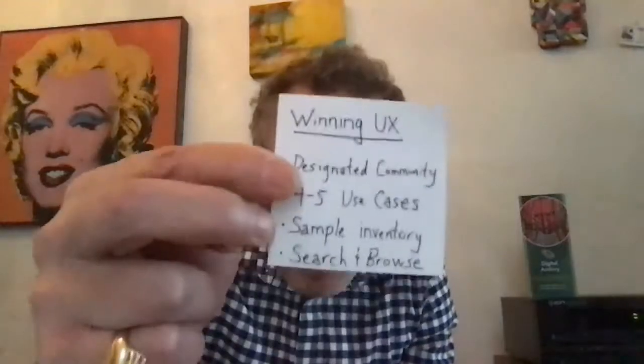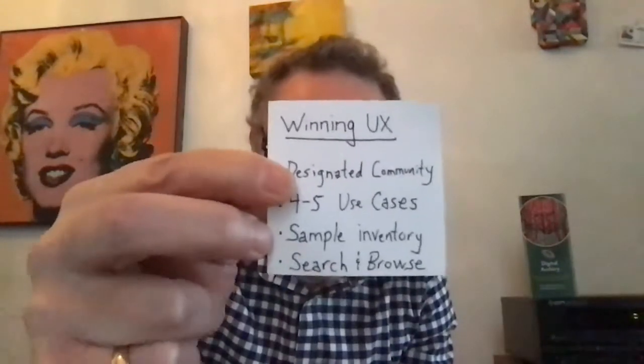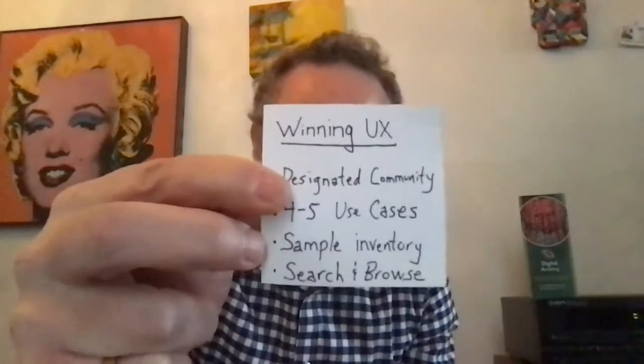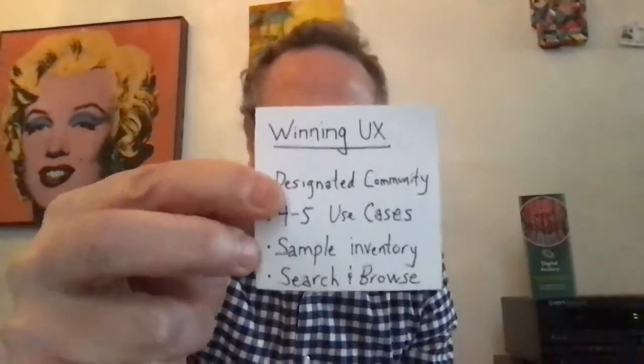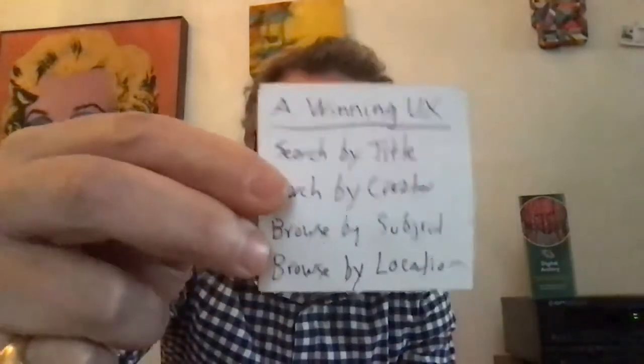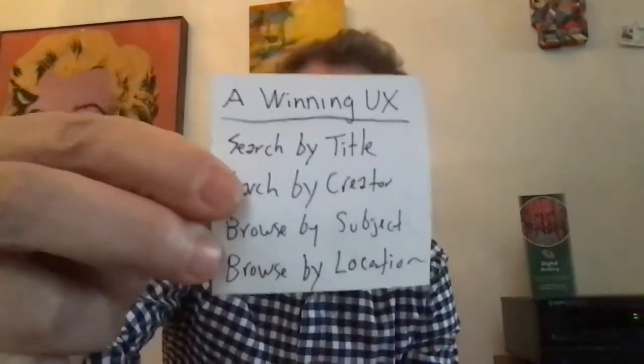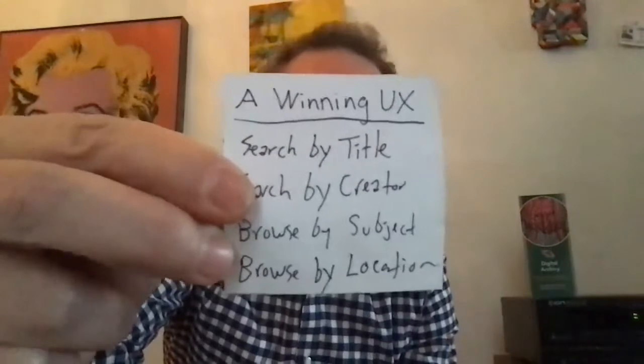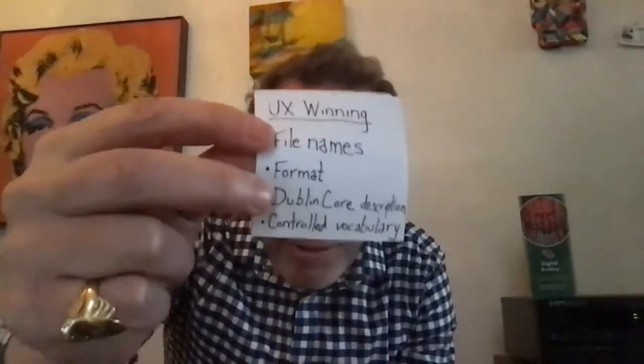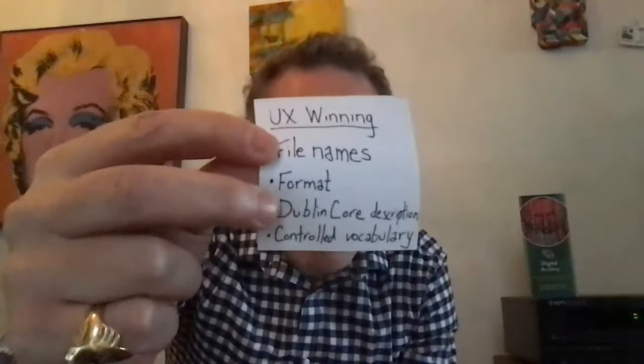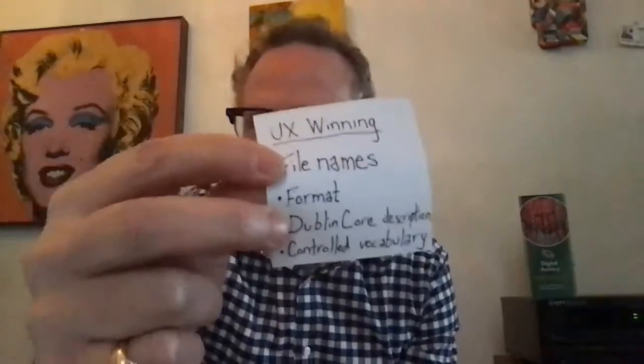To build a winning UX, we identified a designated community. We came up with 4 to 5 different use cases, created a sample inventory of a 6-week collection of articles, and focused on search and browse. Specifically, we wanted to focus on searching by title, the article title, searching by creator or contributor, browsing by subject, and browsing by location. We made the experience more winning by focusing on the user experience and establishing file naming rules, format controls, standardizing metadata with Dublin Core, and creating controlled vocabularies.